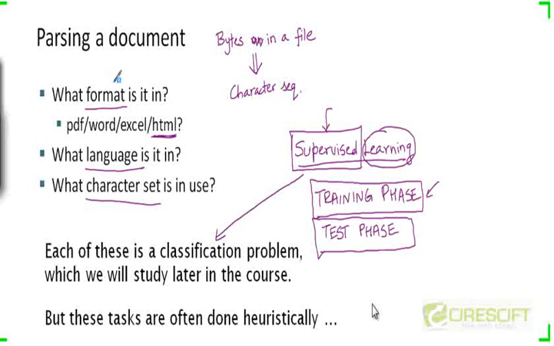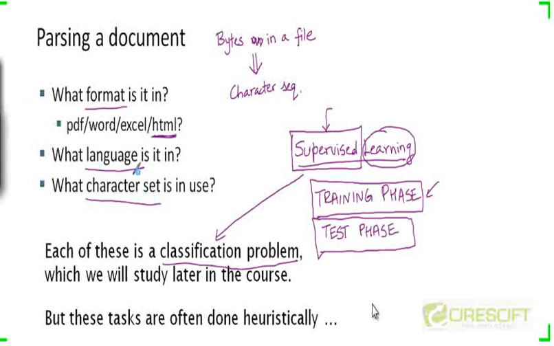Whether the classes correspond to different formats of documents or different languages or different character sets, it's the same classification problem. And we're going to study classification in more detail later in the course when we look at the machine learning section. But very often, these classification tasks are done heuristically. For example, we saw last time that if you can just figure out what the file extension is, that can often give you the file format. If you look at the document metadata, that can often tell you what the character set is.